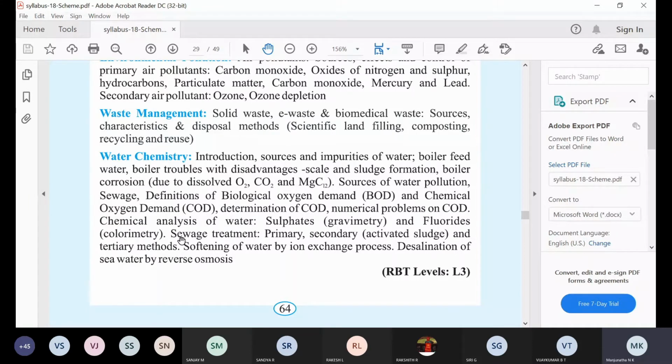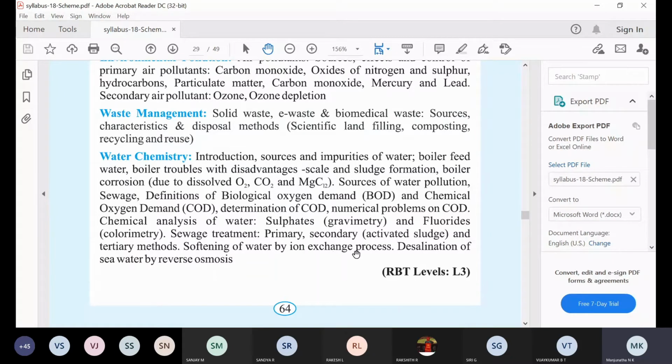To remove the impurities present in sewage water, we are going to use three steps: primary treatment, secondary treatment, and tertiary treatment. After this, we are going to study the softening of water by the ion exchange method, meaning how to remove the metallic ions present in a water sample. To remove the metallic ions present in a water sample, we are using one method, that is the ion exchange method.